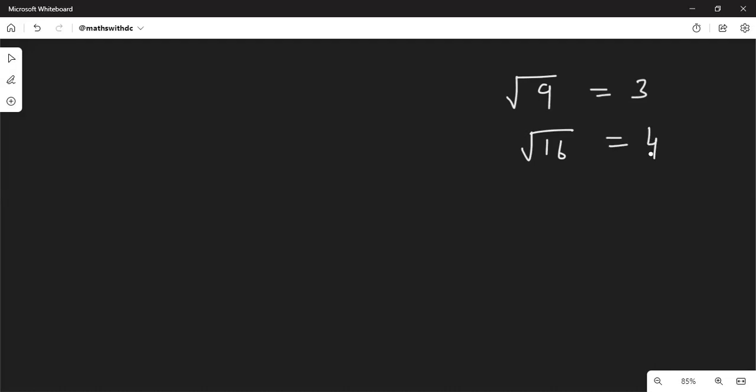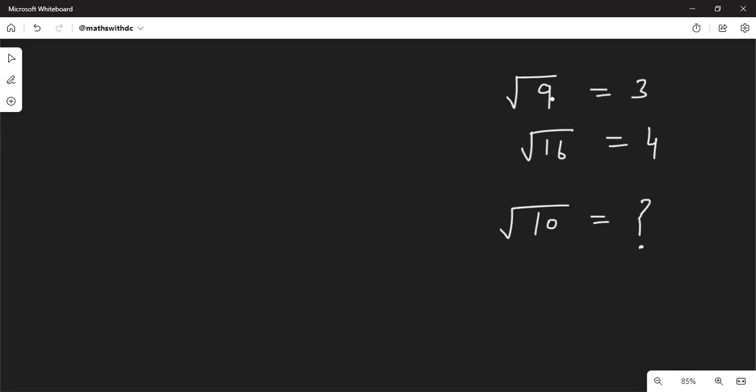Like that, there are perfect square numbers, and we can find the square root of those numbers easily. Now, here we want to talk about the numbers which are not perfect squares. For example, you want to find the square root of 10. Square root of 10 is what?